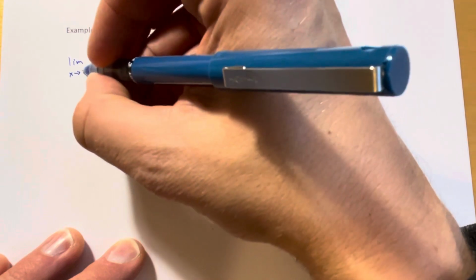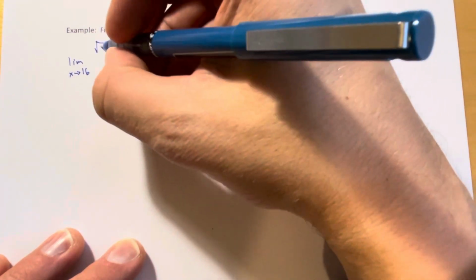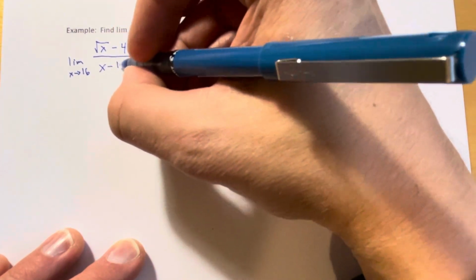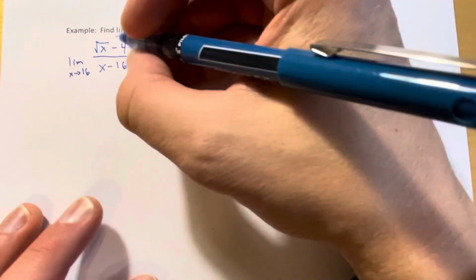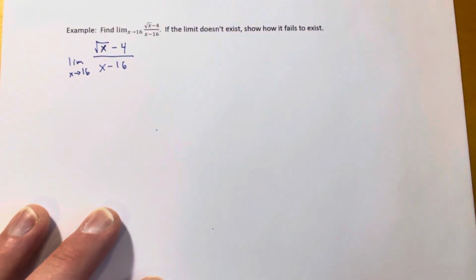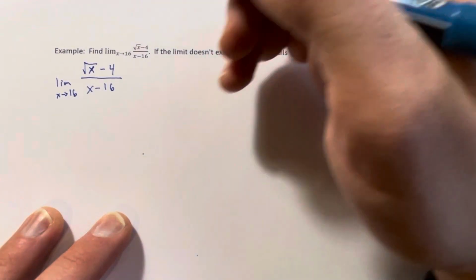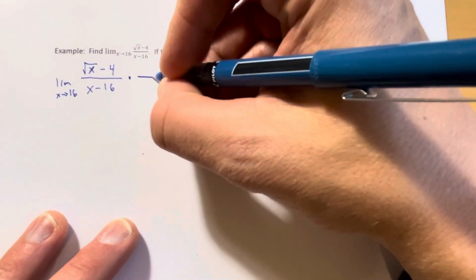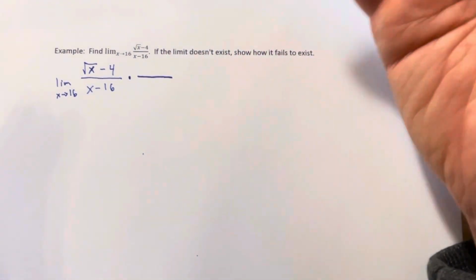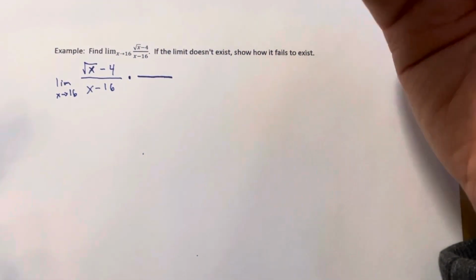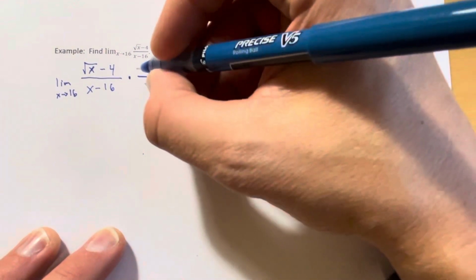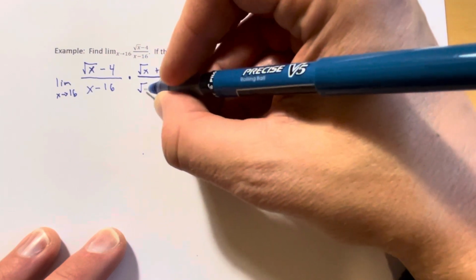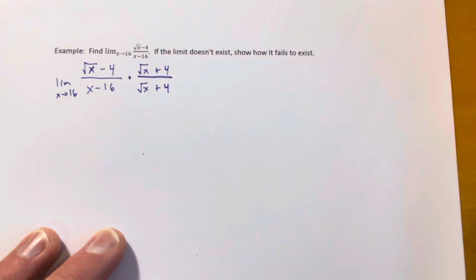So I'm going to go straight to a step where I can simplify. I get the square root of x minus 4 over x minus 16. This one looks different than the previous example. It's not a complex rational expression, but I am going to do a similar step. I'm going to multiply by another rational expression, which is also equivalent to 1, because again, that won't change the value of anything. And what I'm going to multiply by this time is the square root of x plus 4 over the square root of x plus 4.